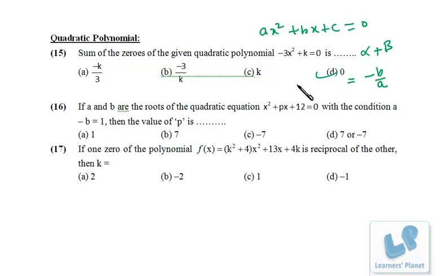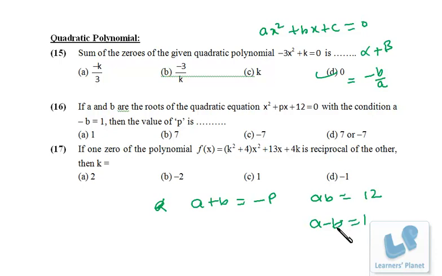Okay, so it's 0. Similarly, if a and b are the roots of the quadratic equation, with the condition a minus b is equal to 1, then the value of p is, right? Now let's calculate that. If a and b are roots of this, or zeros of this polynomial, then sum of the roots will be the negative of the coefficient of x, by the coefficient of x square. So a plus b is minus p, right? And ab, the product of the roots, will be the constant term, that's 12, and a minus b, we know that's 1. That's given to us, right?